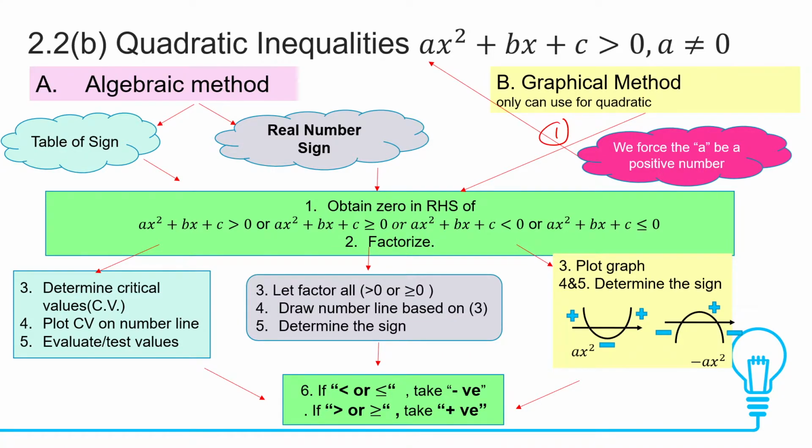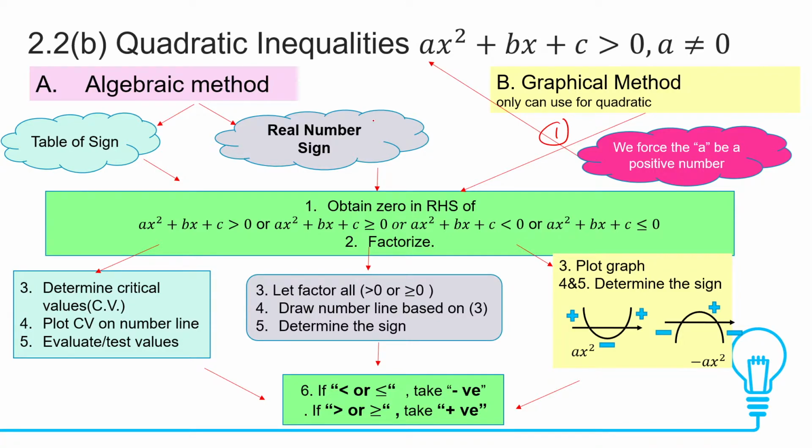Why? If we force our a to become a positive number, the method will become standard, which means we just need to follow the SOP, then we will have no problems in getting the answer. Maybe you say, if you don't want to change it to become positive a, can or cannot? Can. But please be a little careful with the other methods.